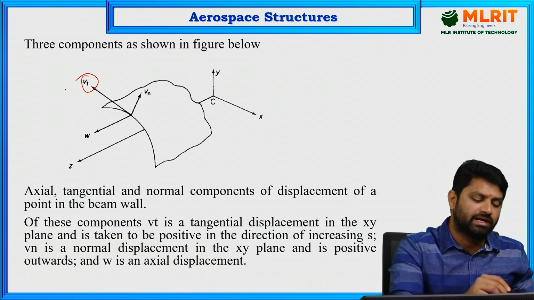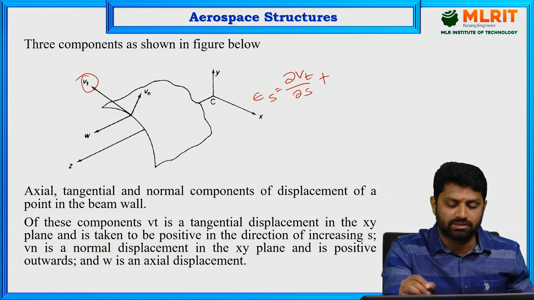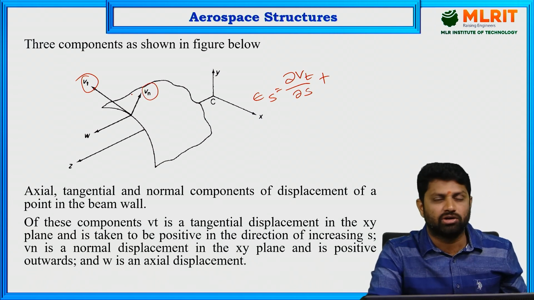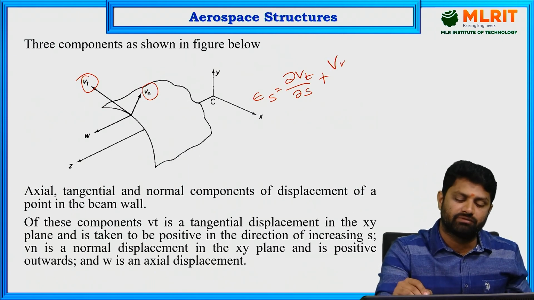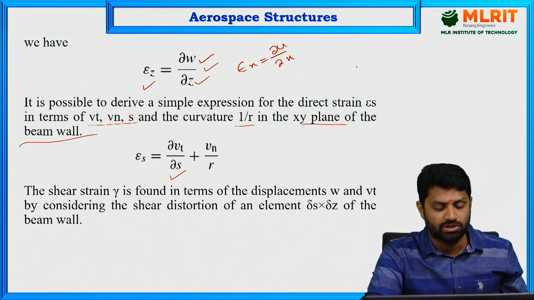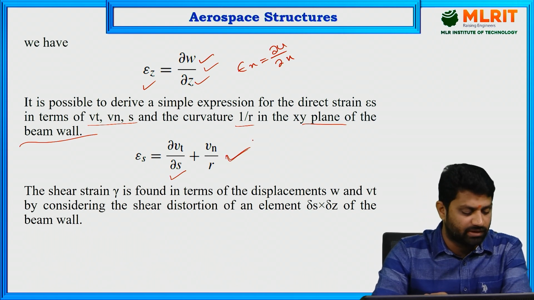So first you write epsilon s equals dou Vt by dou S, plus next we write the curvature term, the normal component. If you write in the other direction, it is associated with two components: a tangential component and a normal component, written with respect to the curvature. The other component will be the normal displacement divided by r, the radius of curvature. So that is epsilon s. Epsilon z and epsilon s are the direct strains that we get here.